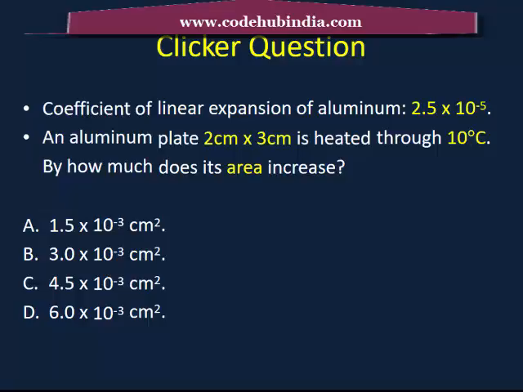Next: the coefficient of linear expansion of aluminum is 2.5 into 10 to the power minus 5, and an aluminum plate of this size is heated up to 20 centigrade. By how much does its area increase?